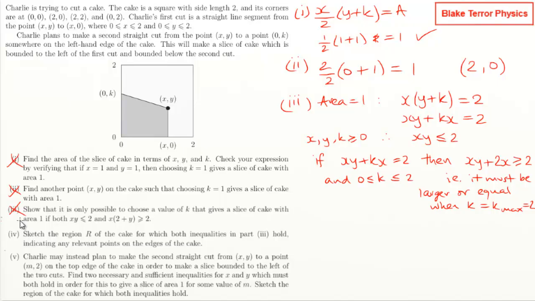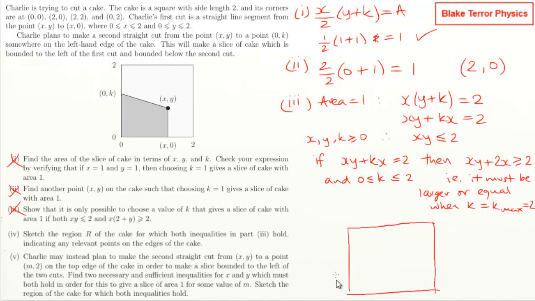What have we got here? Part 4. Sketch the region R of the cake for which both inequalities in part 3 hold, indicating any relevant points on the edges of the cake. Right, well, that's pretty easy as well, isn't it? I mean, okay. So we draw our cake.